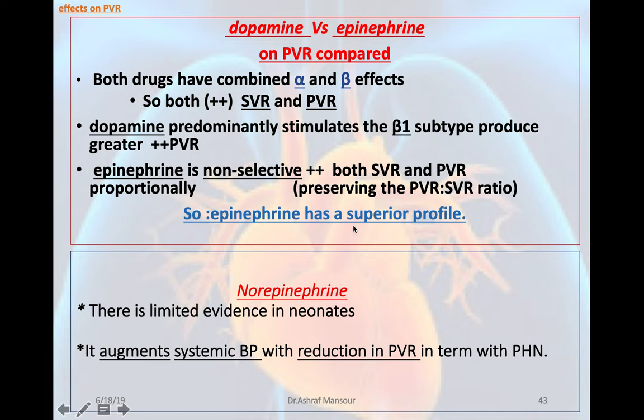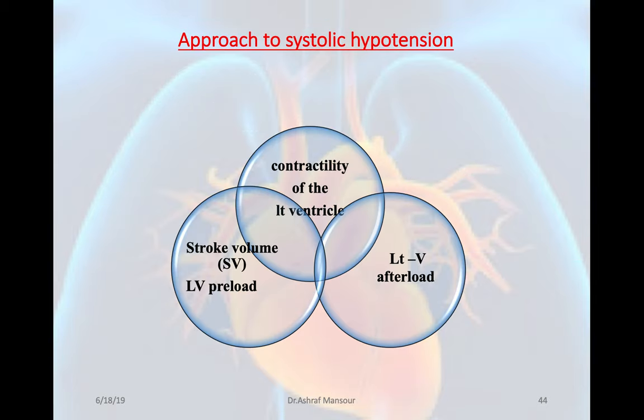So epinephrine here is superior to dopamine. Why? If we go to norepinephrine, there is limited evidence for its use in the neonate, with limited studies. It augments the systemic blood pressure with reduction in the pulmonary vascular resistance in babies with pulmonary hypertension. So you can use it in case of severe pulmonary hypertension in units.